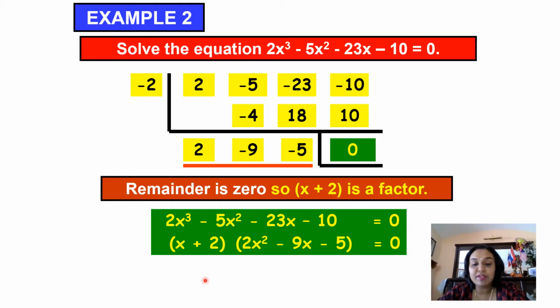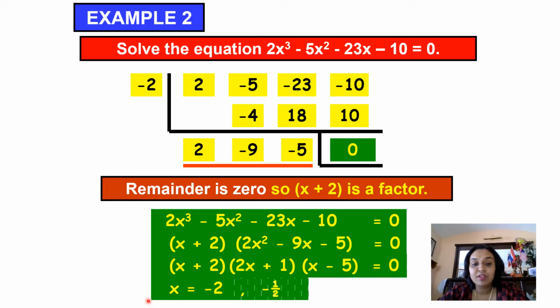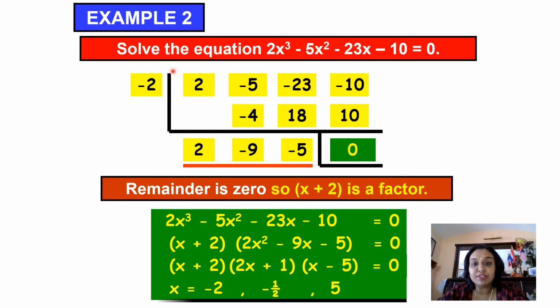And we use our scientific calculator to factorize this quadratic equation. So this will be the final version of the factorized polynomial. We need to solve it, so we need to find the roots for all the factors. We equate each of the factors with 0. Negative 2, negative 1 over 2, and equating the last to 0 gives 5. So these three are the solutions for this polynomial equation.